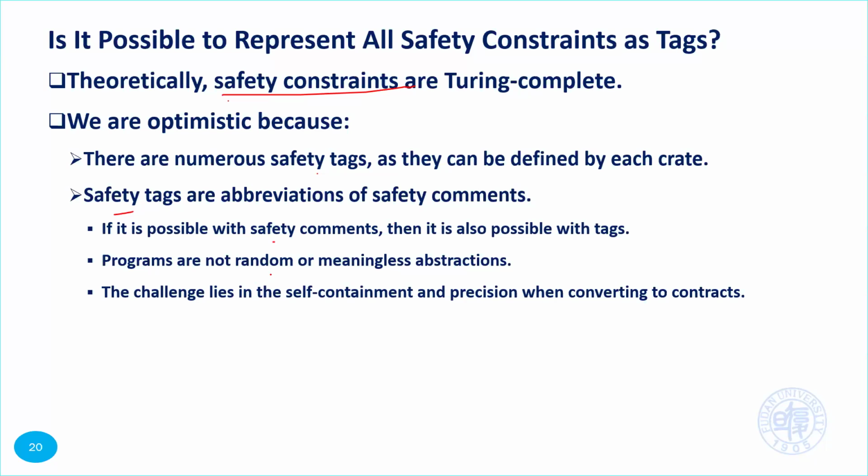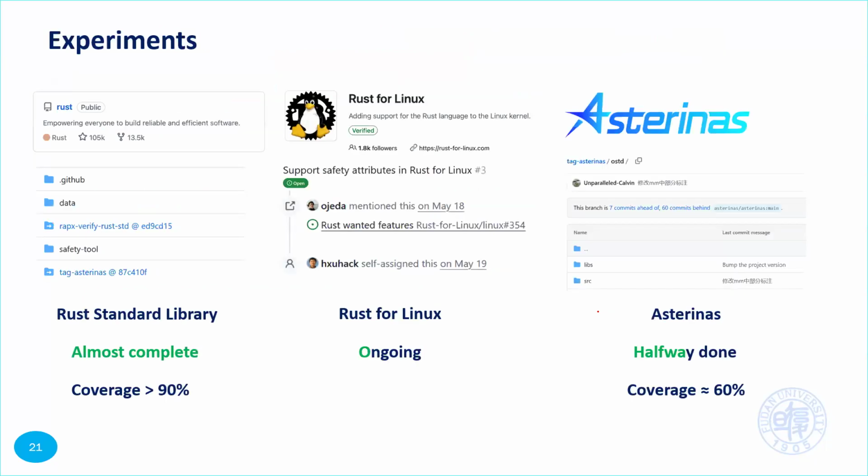Because programs are not random, they are meaningful. So we can represent this requirement with safety comments. And the main challenge lies in the precision. That is, if the comment can be extended or expanded to a contract, whether our safety tag can be extracted to a contract, whether their representability is equivalent. So this is a question.